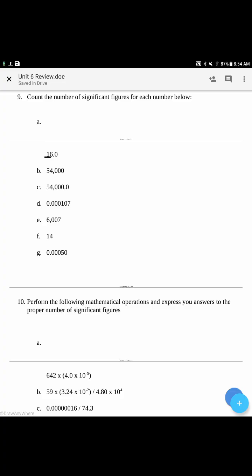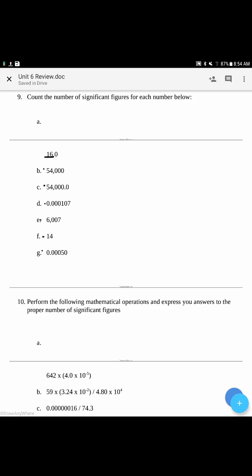So, right here, the 1 and the 6, they are significant. Absolutely no exceptions. Okay, same with the 5 and the 4, this 5 and 4, this 107, this 6 and 7, this 1 and 4, this 5. All of those are significant because they're not zeros.